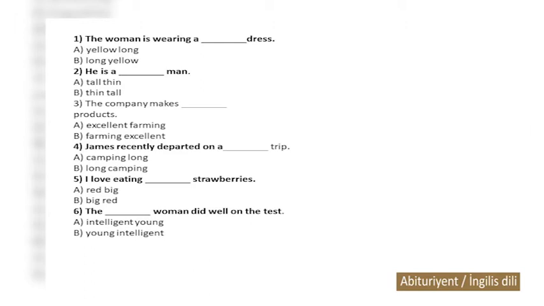Then the company makes products, excellent farming or farming excellent. Excellent is our own opinion, so opinion comes first, and this is the purpose. The company makes excellent farming products.